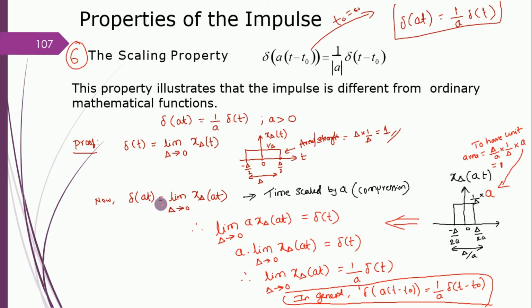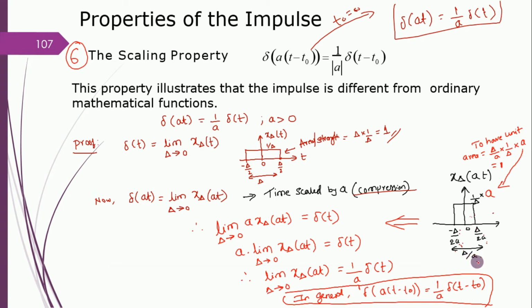Delta of at, time scaling, is equal to limit delta tends to 0 of x delta of at. Here also it will be time scaled by a. It is nothing but compression. If this is compressed, as I told you while explaining time scaling and time shifting, you have to divide the time axis by the scaling factor, so the limits become minus delta by 2a to plus delta by 2a. That is what is written here. So delta by 2a plus delta by 2a will give you 2 into delta by 2a, the 2 cancels, delta by a. Delta by a is the width. I want to maintain its area to be 1.